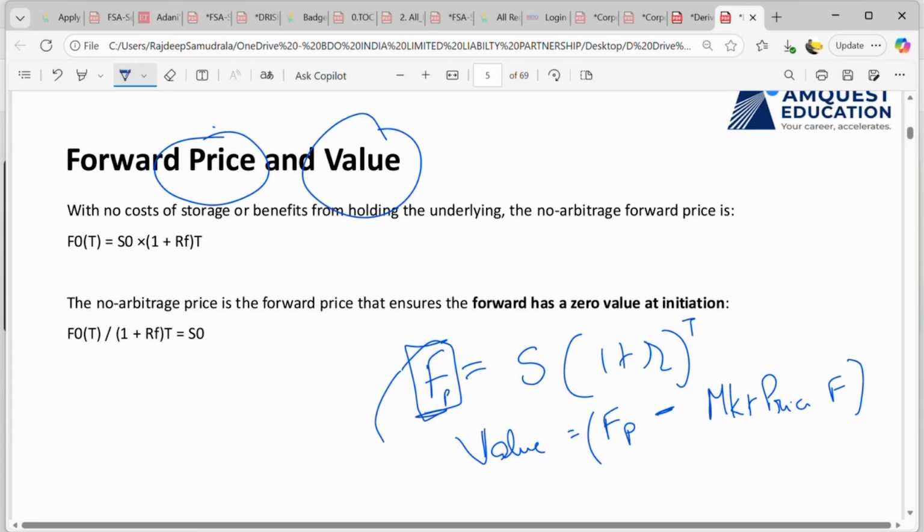Obviously, on the date of the contract, we discussed how arbitrage, riskless profit, is not possible. So on the date of the contract, every forward has a 0 value, because on the day of the contract, the forward price and the market price will be the same. If it's not, then you'll have arbitrage profits. Clear? So on the date of the contract, this value will be equal to this value, giving you 0 value.